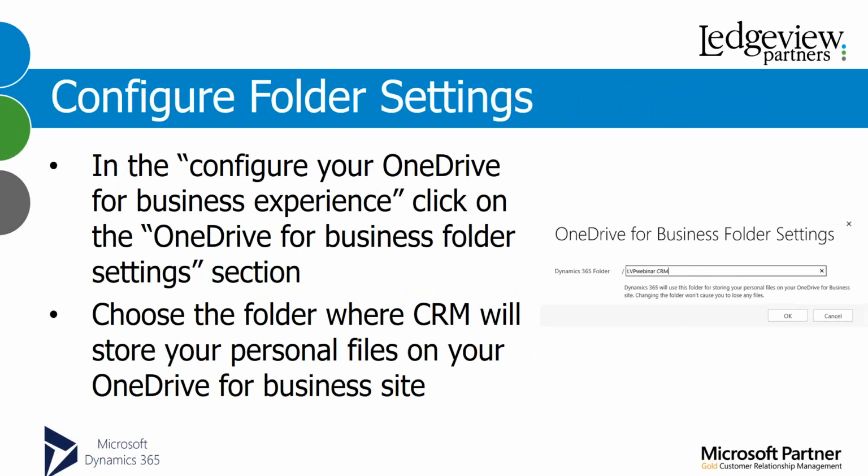Then you can also configure folder settings, and all this is doing is naming your folder. In the Configure Your OneDrive for Business experience, this is the portion that will pop up once you enable OneDrive for Business integration. There will be the section that says OneDrive for Business Folder Settings. Click on that. It'll pop open this box right here for you. And it's simply the Dynamics 365 folder and then your name. So you're just choosing the folder where CRM is going to store your personal files.